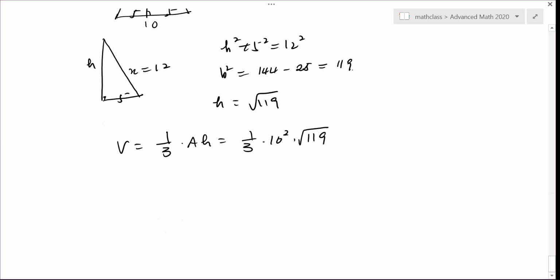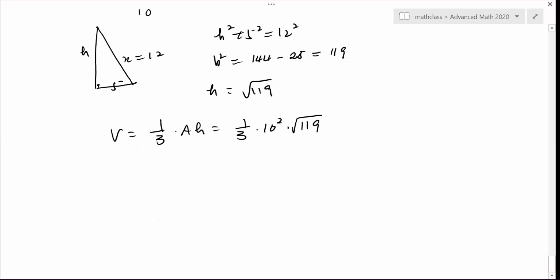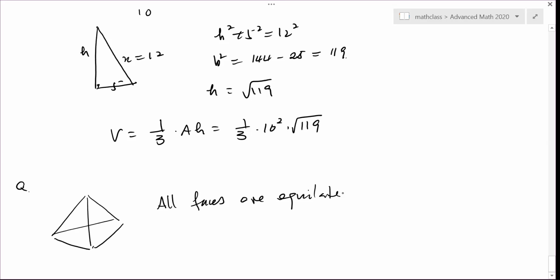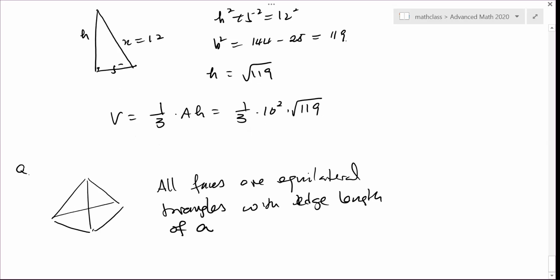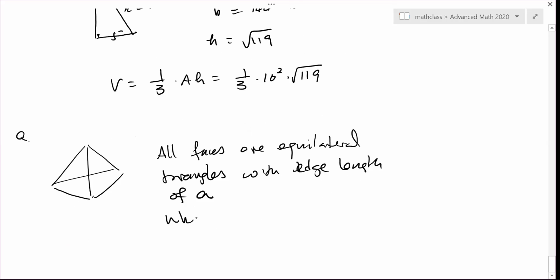All right, so we're always talking about square based pyramids. This time, I'm talking about a pyramid that consists of all equal triangles. Okay, so they're equal triangles, just like that. All faces are equilateral triangles with edge length of 8. Okay, and what is the volume?